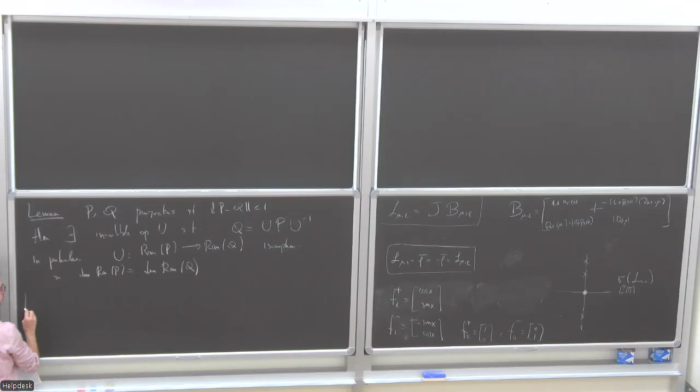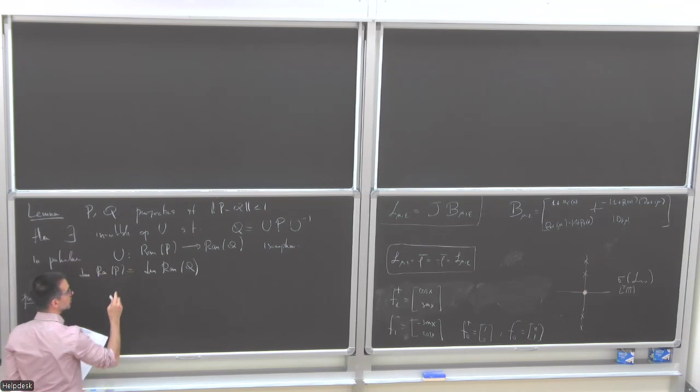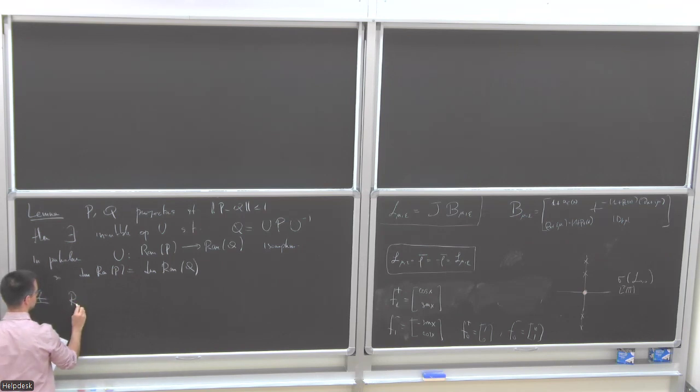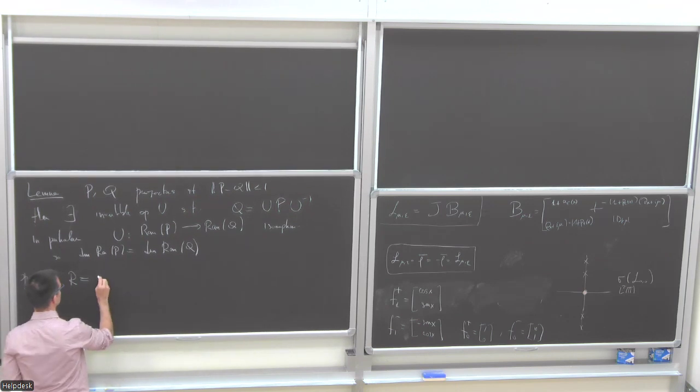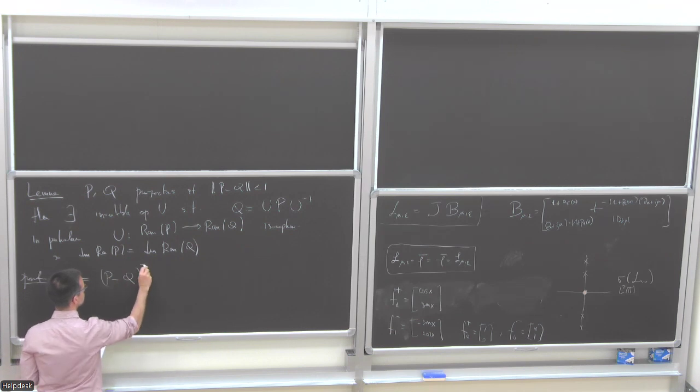Proof. Now I will construct U. I will give a formula for it. So let me define R, which is P minus Q squared.